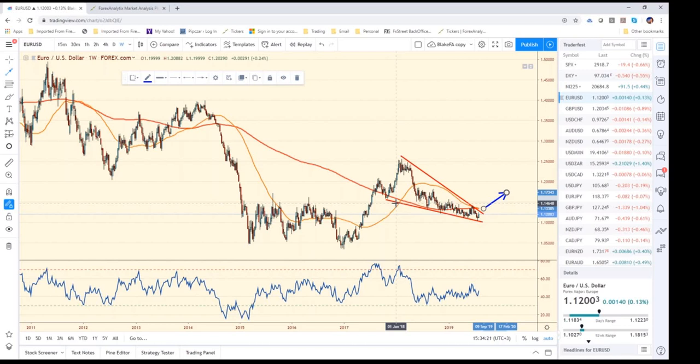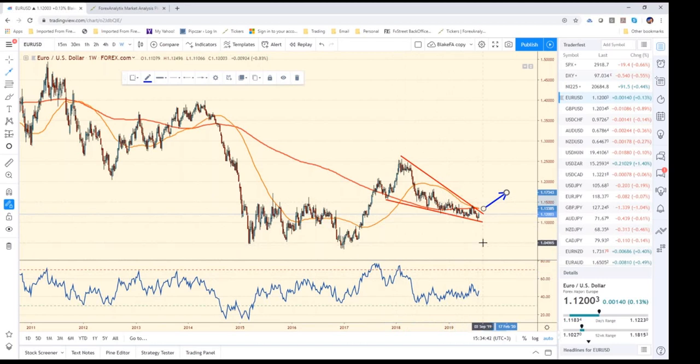And if institutions need to get out of their euro positions, their short positions, and come back into the euro, repatriate, if you will, we could see the euro unexpectedly start to strengthen.